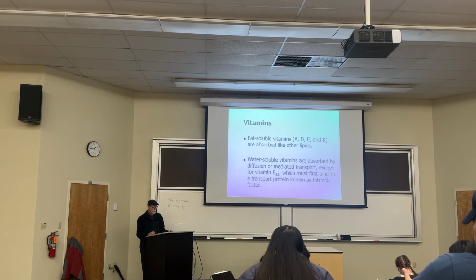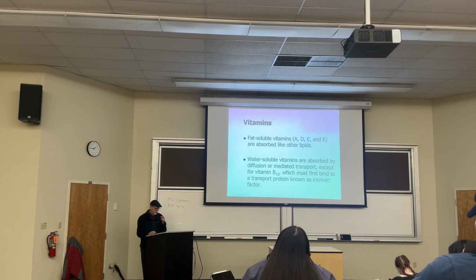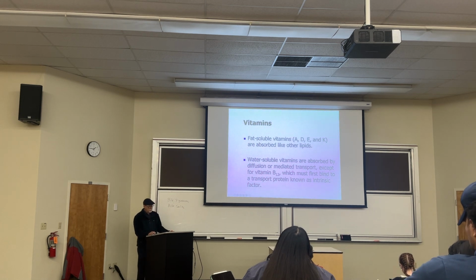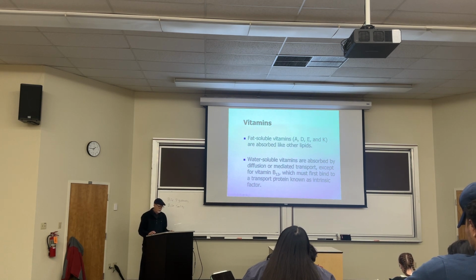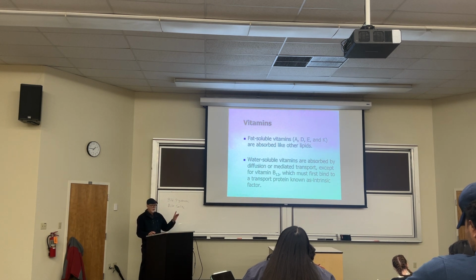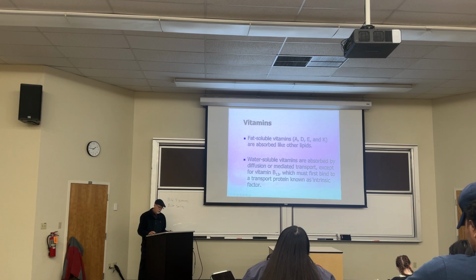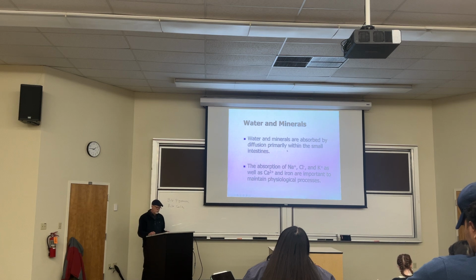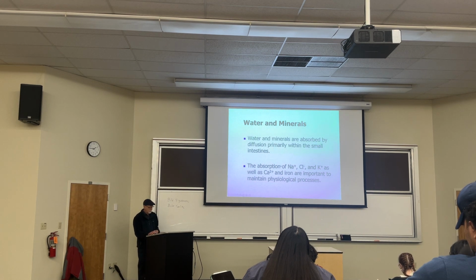Vitamins, if they're fat soluble, will be absorbed by this mechanism. If they're water soluble, they can just be absorbed by diffusion. But vitamin B12 is a little special. It has to have intrinsic factor from the parietal cells of the stomach, go into the lumen of the stomach, go down to the small intestine, and then aid its absorption, primarily from the ileum of the small intestine. Other water and minerals just diffuse.